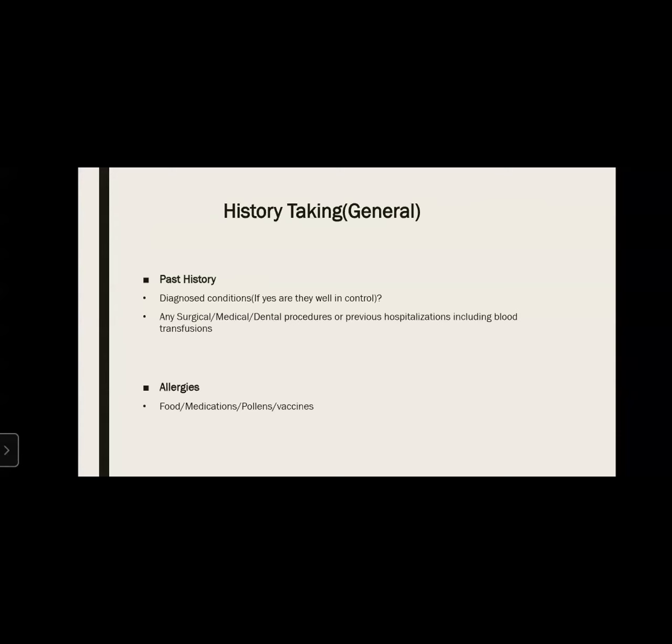In the past history, you need a few questions. Sir, have you been diagnosed with any condition in the past? Yes, doctor, I have diabetes. Yes, doctor, I have tuberculosis. Yes, doctor, I have hypertension. How well are they controlled? If not, sir, why are they not controlled? Are you taking prescribed medicines regularly? He will tell you. And after that, ask about any surgical, medical, dental procedures, or any previous hospitalization, including blood transfusion.